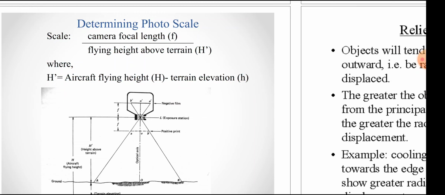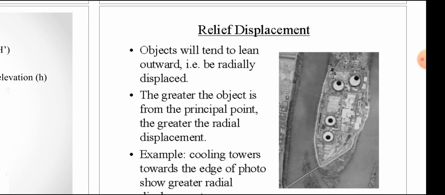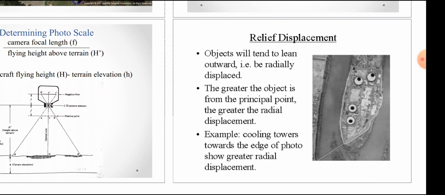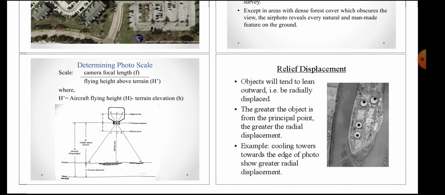Determining photo scale. Scale is equal to camera focal length f divided by flying height above terrain, that is, s dash, where s dash is equal to aircraft flying height capital H minus terrain elevation small h. Relief displacement. Objects will tend to lean outward, that is, be radially displaced. The farther the object is from the principal point, the greater the radial displacement. Example, cooling towers towards the edge of the photo show greater radial displacement.